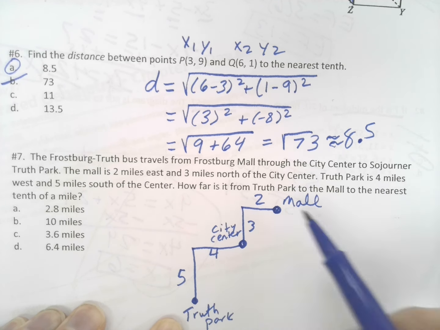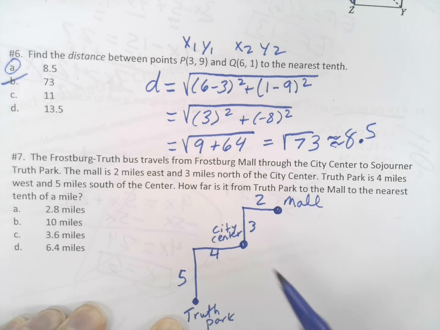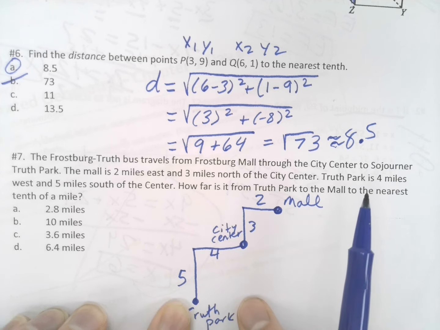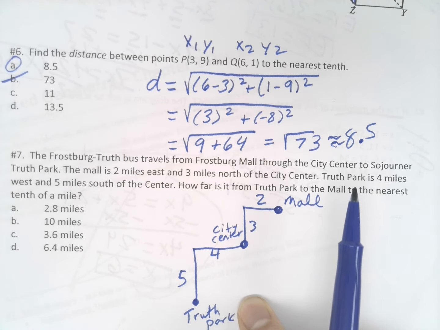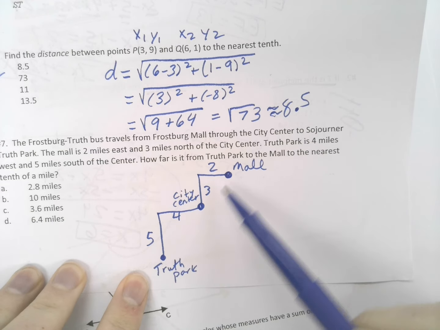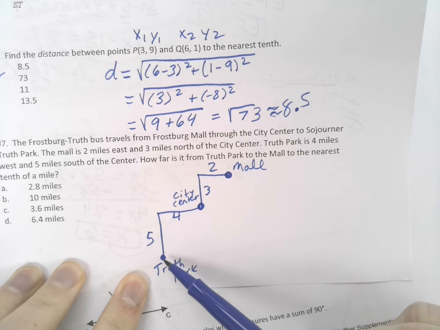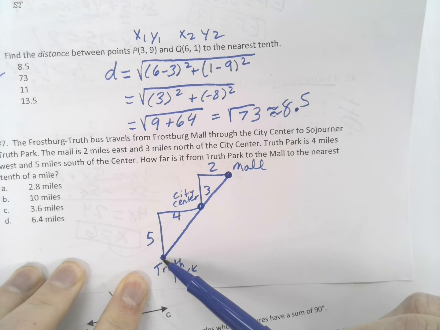Now the problem is we want to know how far is it from Truth Park to the mall. We're not talking about following these mile directions here, 5 plus 4 plus 3 plus 2. So we want to know from exactly one spot to another as the crow flies. How can we get from Truth Park to the mall? What is that distance? Well, that means we're going straight there.